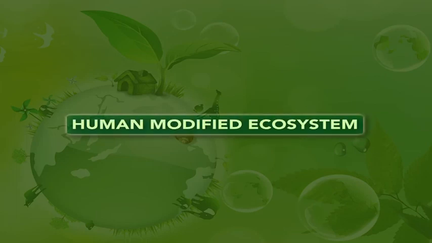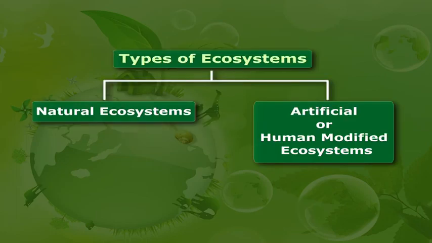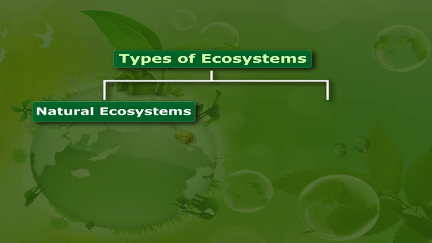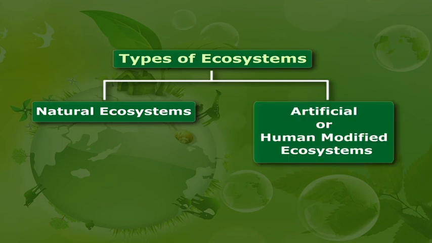Human modified ecosystem. Dear students, now let us learn about the second type of ecosystem in the form of human modified ecosystem. Human modified ecosystems are also referred to as artificial or man-engineered ecosystems, as they are mainly operated or maintained by man artificially. In these man-made ecosystems, natural balance is disturbed regularly. They require addition of energy and plant manipulations. Man tries to control the biotic community as well as the physico-chemical environment in these types of ecosystems.